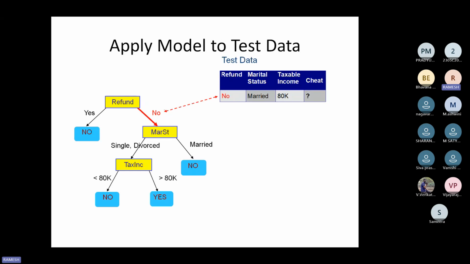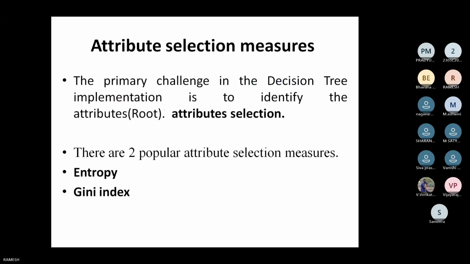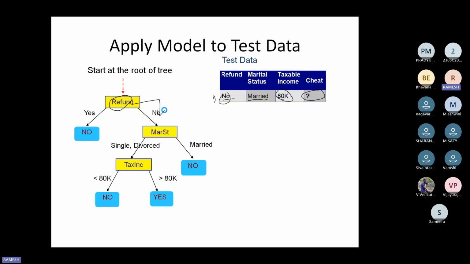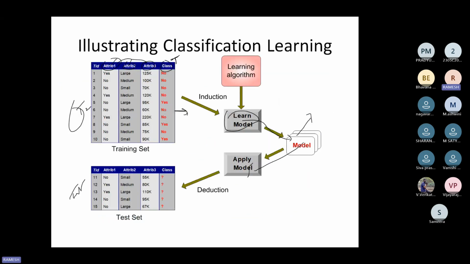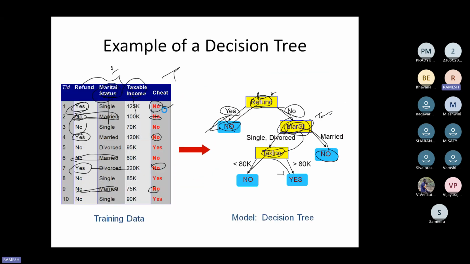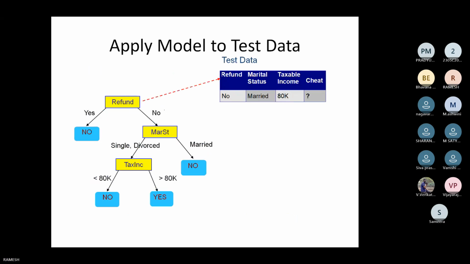So in the given test data, the answer is married. So we should check married, and if it is married, there is no ambiguity. So no other attribute to check. Understood? So directly we can say the answer as no. Understood? So this is the way we can build a tree, and we can test the given data.